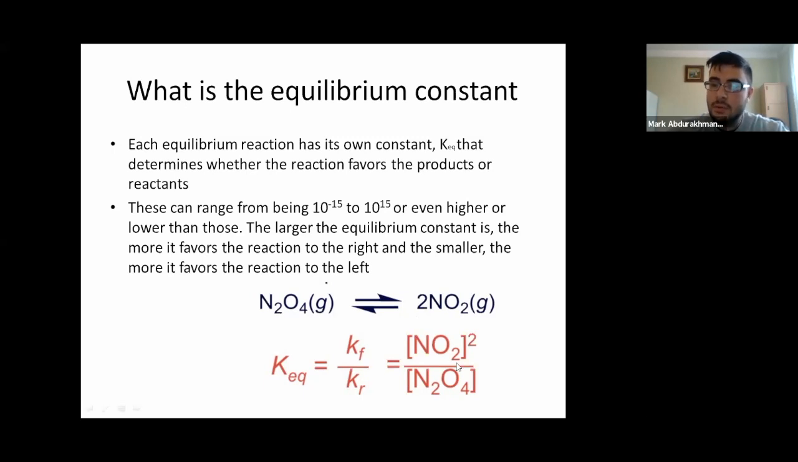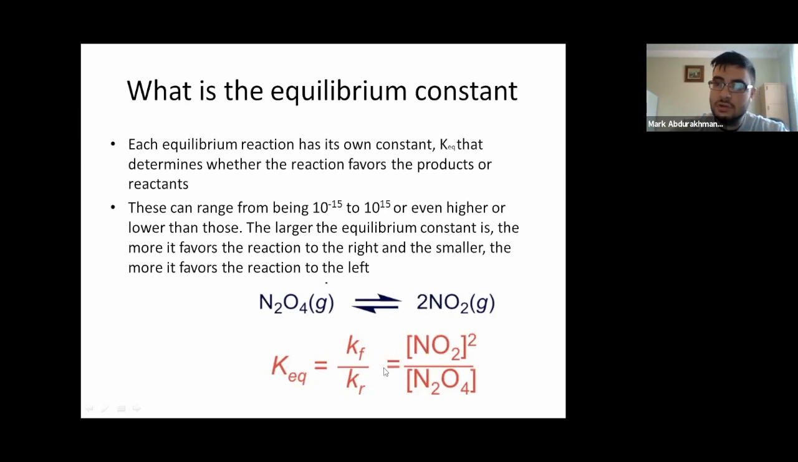So if you had partial pressures, it would be the exact same thing. KEQ, partial pressure of NO2 squared, because you still keep stoichiometric coefficients, over partial pressure of N2O4. The KEQ for partial pressure and KEQ for concentrations should be about the same, right?